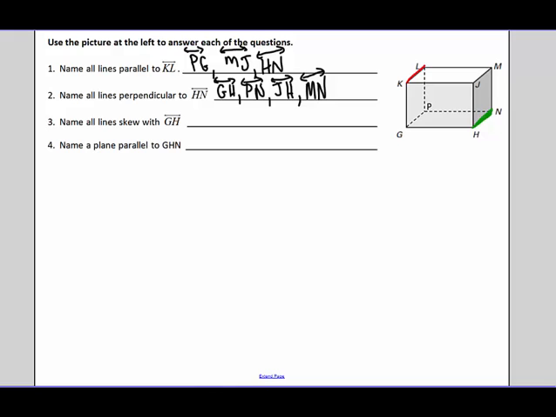Okay, all lines that are skew with GH. Now GH is right here. So GH, skew, they are not parallel, but they're lines that are in other planes that don't intersect GH. MN is one of them because MN and GH are not in the same plane, and MN is never going to intersect because it's going up and down versus GH, which is going left and right. And same thing with LP.